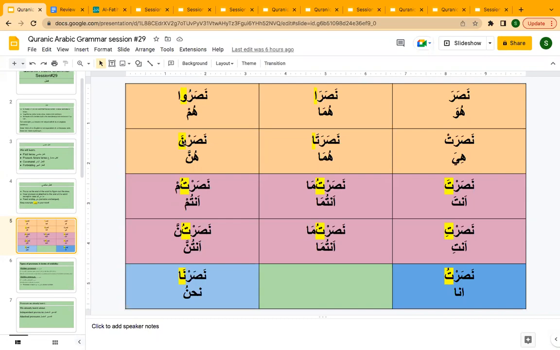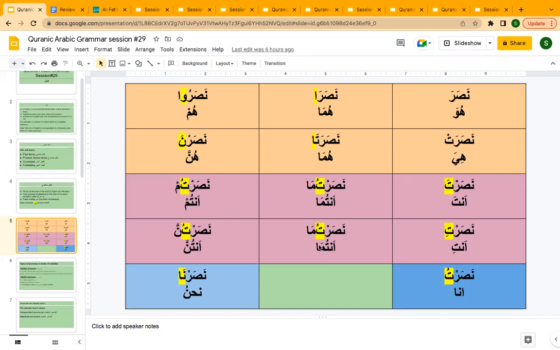Alhamdulillah. And this sukoon, nobody should miss. From hunna till nahnu, there is only sukoon on the third root letter. Do not miss this, inshallah. Okay? When I come to nasarti, do I see my pronoun baris or mustatir? Baris. And nasartuma, again, it is visible.